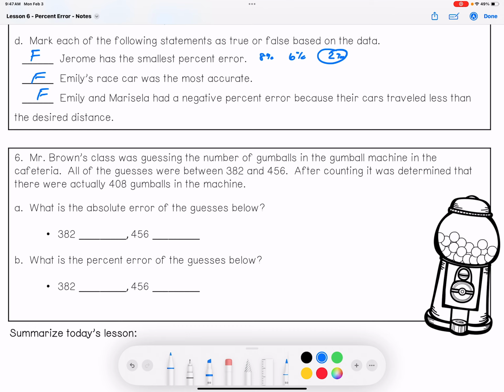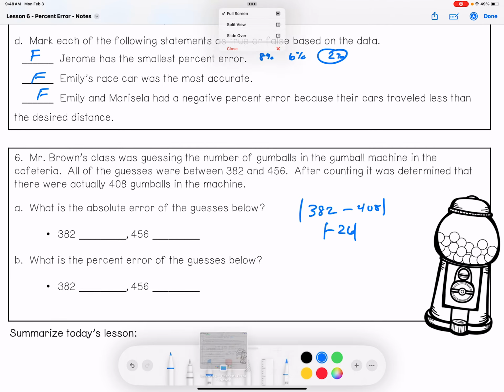Number 6, Miss Brown's class was guessing the number of gumballs in a gumball machine. All of the guesses were between 382 and 456. After counting, it was determined that there were actually 408 in the machine. What is the absolute error of the guesses below? So you take 382 minus 408. What is the absolute value of that number? So you would do in your calculator 382 minus 408, and you're going to get negative 26.